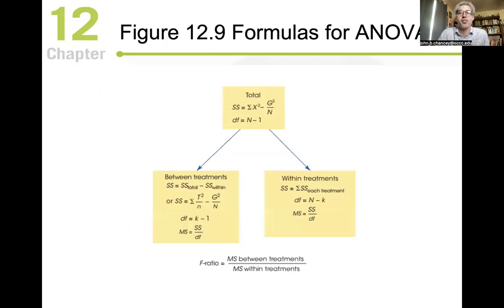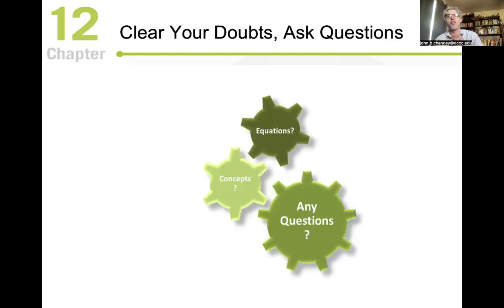So here are the formulas again for our ANOVA: total, and then between and within treatments. So keep those handy. Like seriously, just have this slide handy. It'll be so useful. That's going to be it for this chapter.